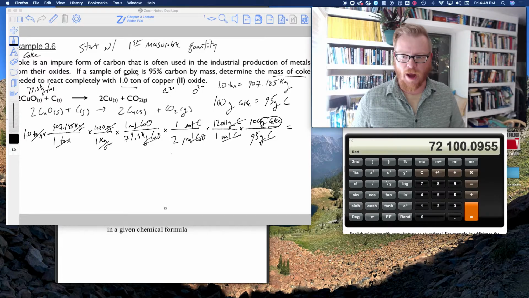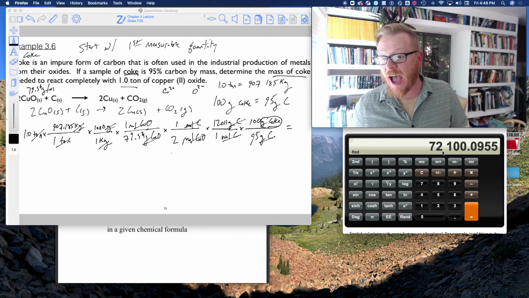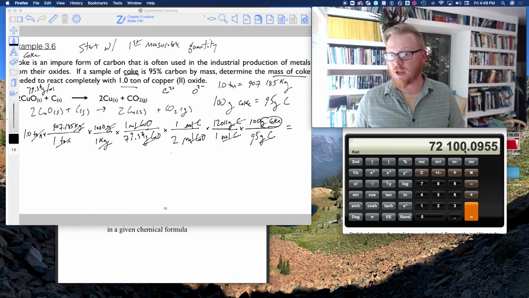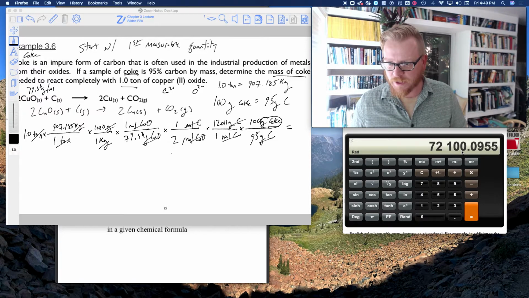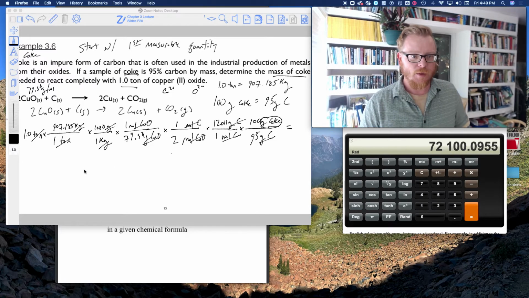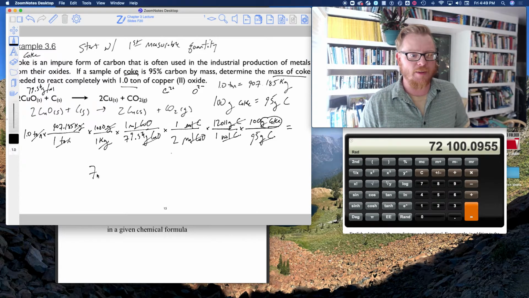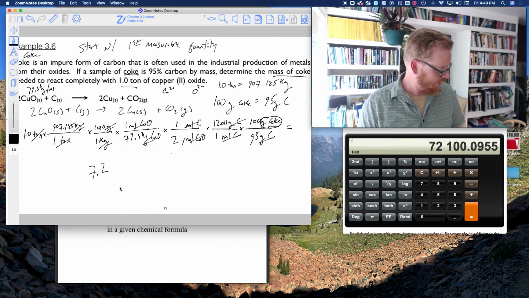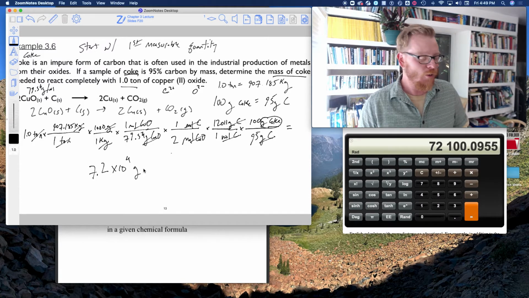Okay, great. And that's 72,100. I'm going to express this in scientific notation, so I'm going to move the decimal. 1, 2, 3, 4. And so I'm going to write that as 7.2. And look, the 1.0 means only 2 sig figs. 7.2 times 10 to the 4th grams of coke needed.